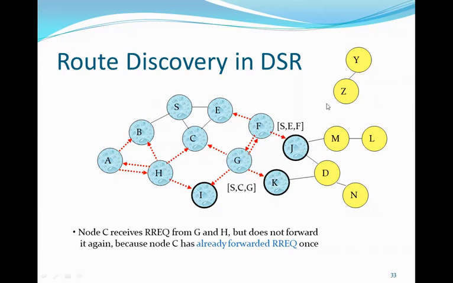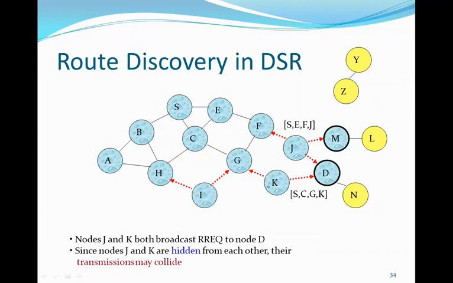Node C actually received the route request from G and H, but doesn't forward it again. Here in this situation, you can see that C also received the route request from G and H. The main reason behind that is that C already forwarded the route request to its neighbors, and C knows about this packet from the sequence number that is used inside the packet. Now, J and K also append their ID and forward their data to the destination node D.